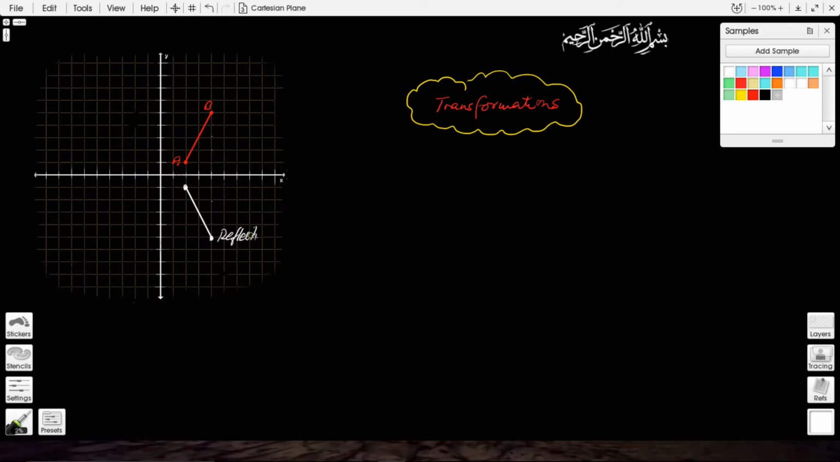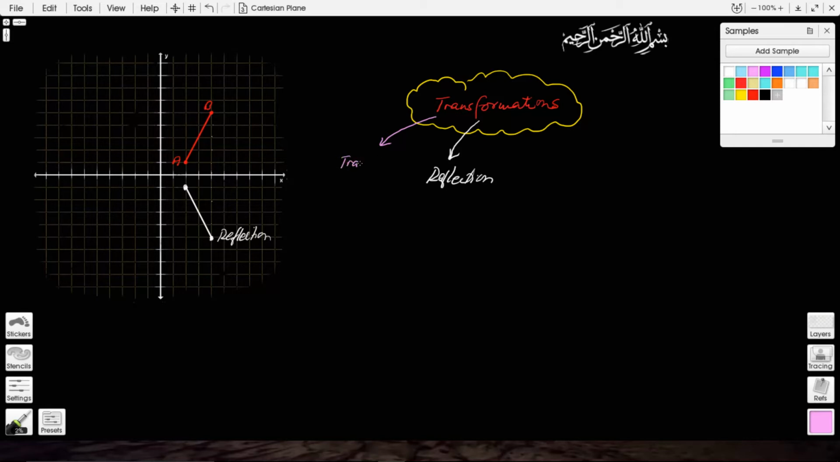That's not the only thing I could do with this image, and that's what we're going to talk about. Reflection is actually one example of a transformation. So I'll just say one example of transformation is reflection. Now there are three other things that you can do to any particular figure. The first thing that you can do to a figure is called translation.